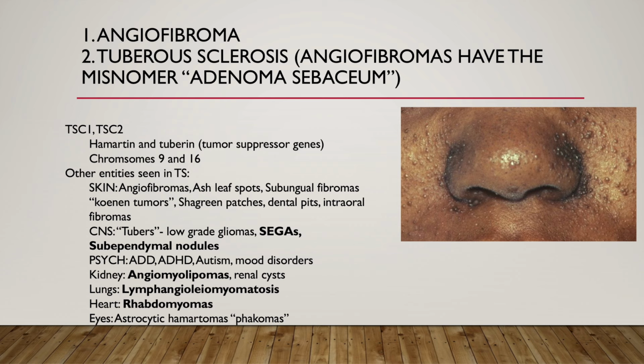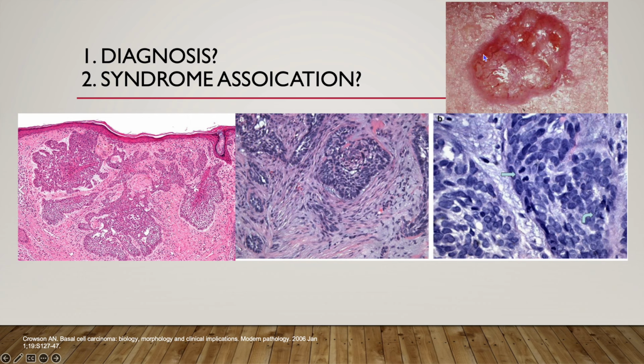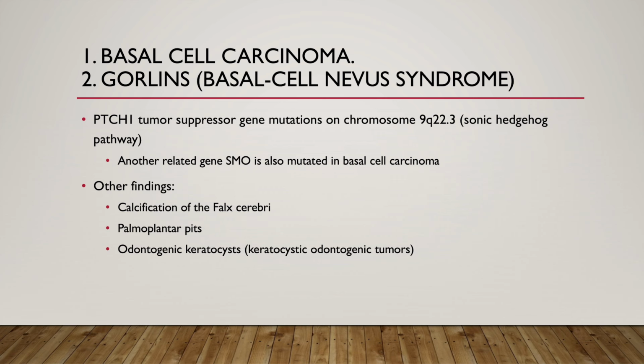Here, we see this pearly lesion with vessel telangiectasias and fibromyxoid stroma. You can see a little bit of palisading, some stromal clefting, some mitoses, and some apoptotic bodies. So what's the diagnosis? What's the syndrome association? Yes, so this is basal cell carcinoma. It's associated with Gorlin's or basal cell nevus syndrome. It's due to a PTCH1 tumor suppressor gene mutation on chromosome 9.